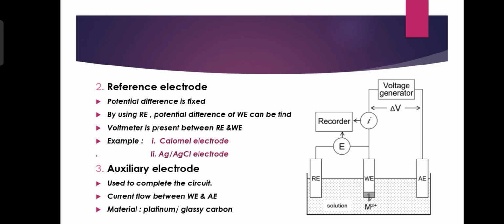Next, the reference electrode, whose potential is fixed, and we find the potential of the working electrode by regulating the potential difference in the voltmeter through our reference electrode. The examples are the calomel electrode, which is the mercurous chloride electrode, and the silver chloride electrode. Next is the auxiliary electrode, through which the current circuit is completed, and an ammeter or current meter is used between the working electrode and auxiliary electrode. The materials used are platinum and glassy carbon.